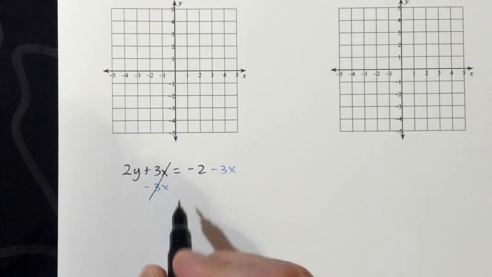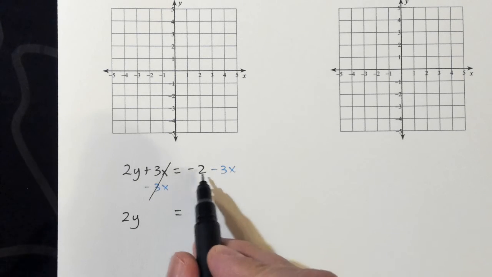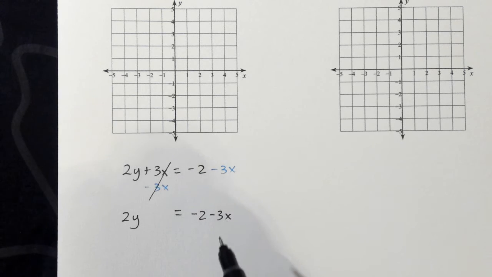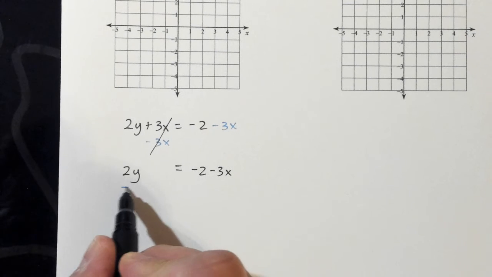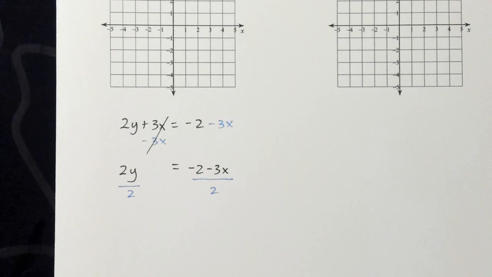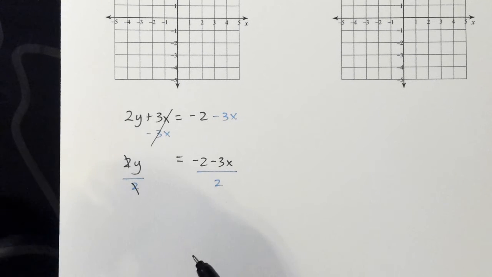Cancel. Equal sign should go straight down. Here 2y equals -2 minus 3x. Remember, you can't subtract these because they're not like terms. And then now you divide by 2. Divide by 2, divide by 2. And that cancels, that cancels.